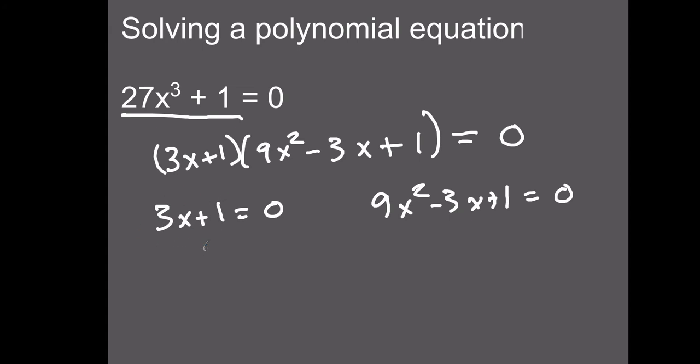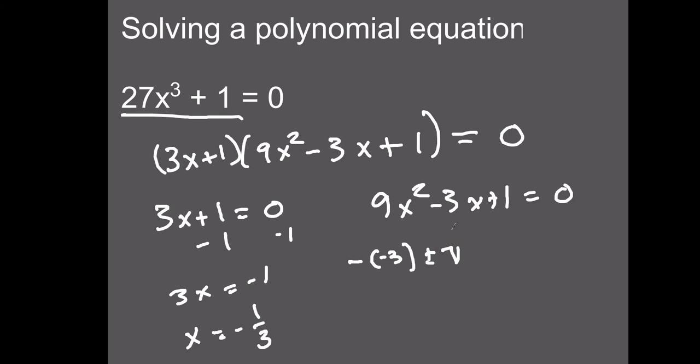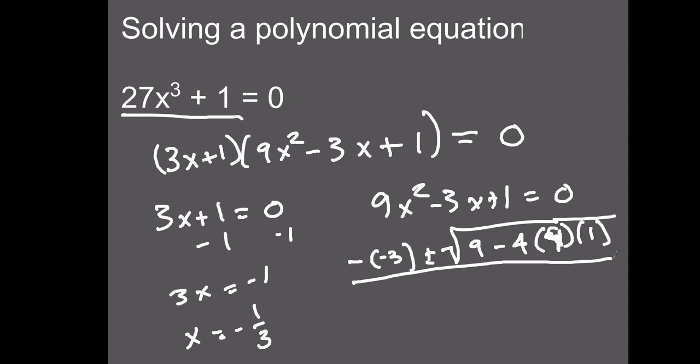Okay, so solving this one, because it's easier, you subtract 1 from both sides, and you get 3x equals negative 1, so x is equal to negative 1/3. So there's one of our solutions. This one's a little more difficult. We'll use the quadratic formula, negative b plus or minus the square root of b squared minus 4ac. That's a 9, not an a. It happens to be a in this case also.